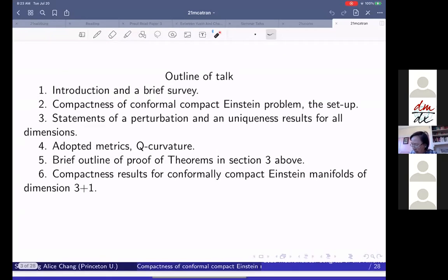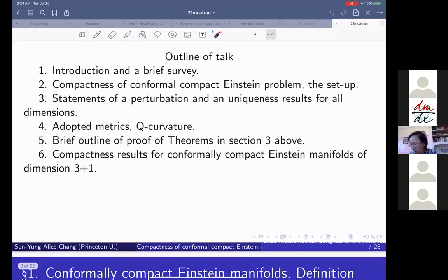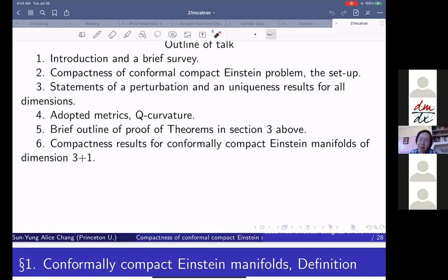And a uniqueness theorem, we will report. And then one of the main ingredients in this result is the study of some particular compactification, which we call adapted metric, and which is related to a curvature in geometry, which we call Q curvature. And then I will give a brief outline of the proof of the theorems in section three above.